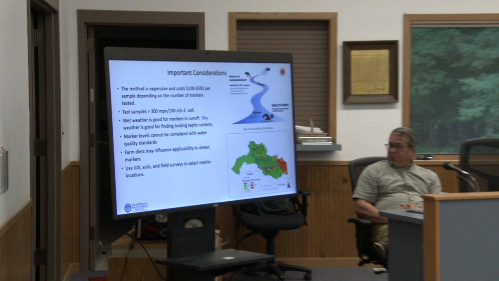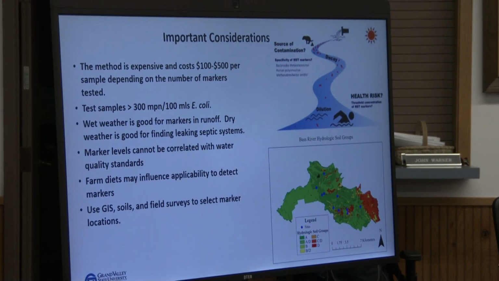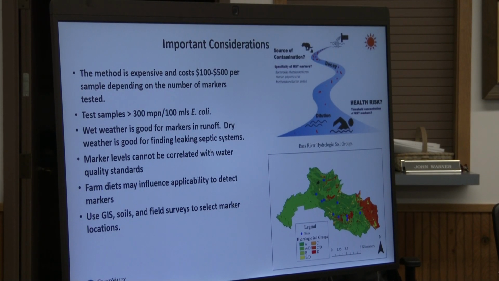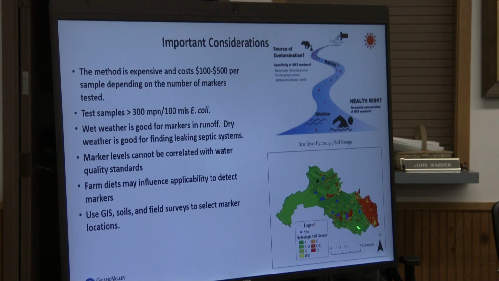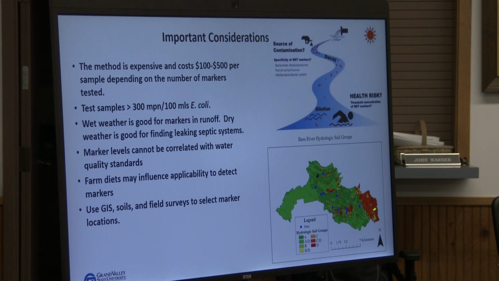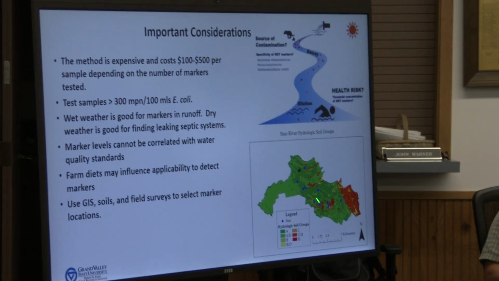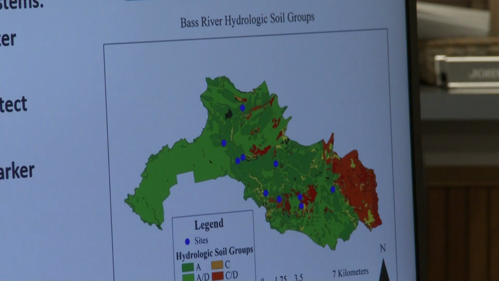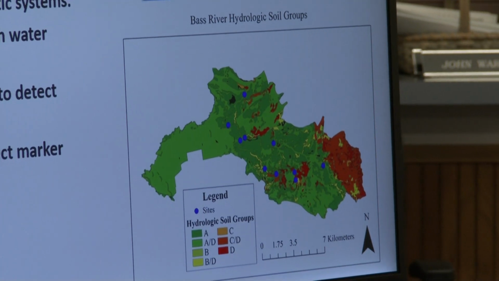And I just wanted to show, this is another map from the Bass River watershed. This is in Ottawa County, and you can see that soil types have a great influence on the types of bacteria that we find. The red areas have very high bacteria and very poor soils. So septic systems in these areas are probably contributing to the overall problem. So that's it. I'll take questions later.